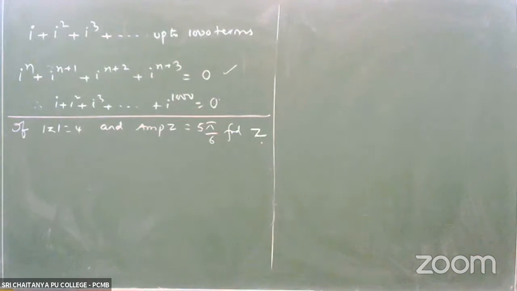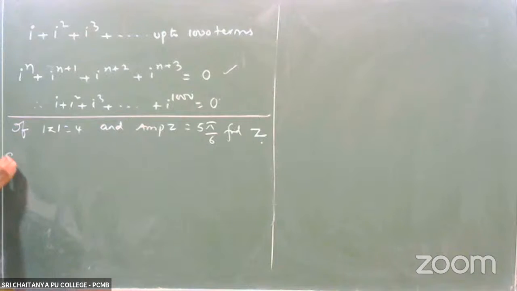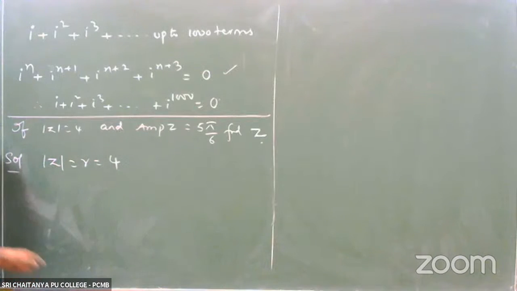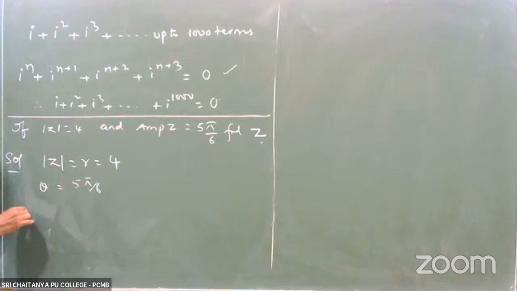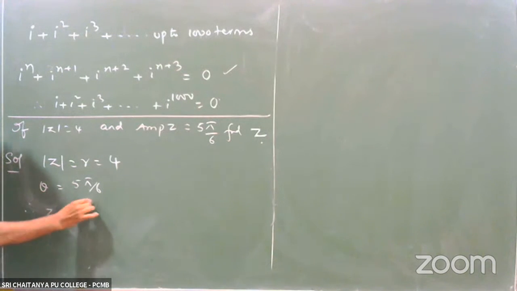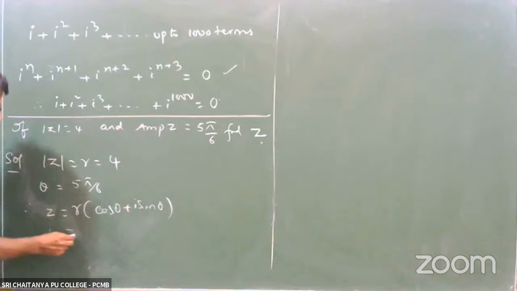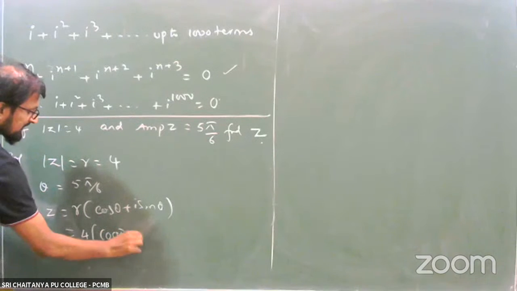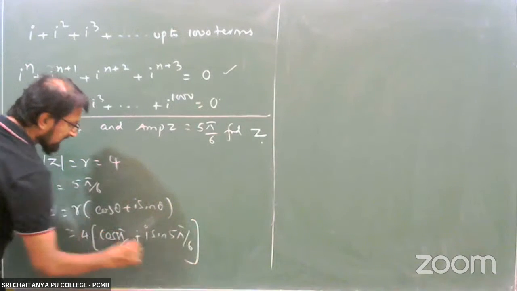How to do this problem? Mod z is equal to r, which is equal to 4. Theta is equal to 5 pi by 6. Therefore, z is equal to r into cos theta plus i sin theta, which is the polar form. So z is equal to 4 into cos 5 pi by 6 plus i sin 5 pi by 6.